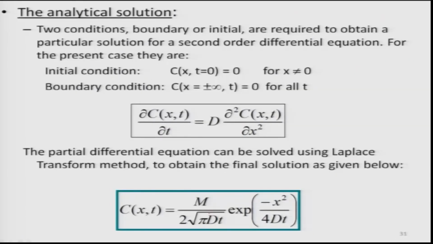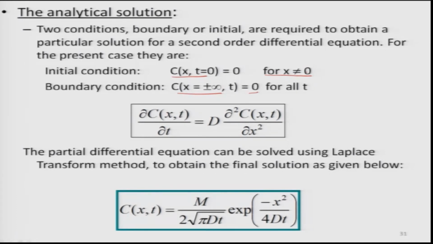Analytically, how will you solve this problem? Very simple. You can assume the initial condition, C at x equal to 0 is finite, and also the boundary condition at infinity is 0 for all t. Remember, the initial condition means only at x equal to 0, C has a finite composition. At any positions other than that, C is 0. That is the initial condition. That is what is known as delta function. And you will get this solution finally if you do that.